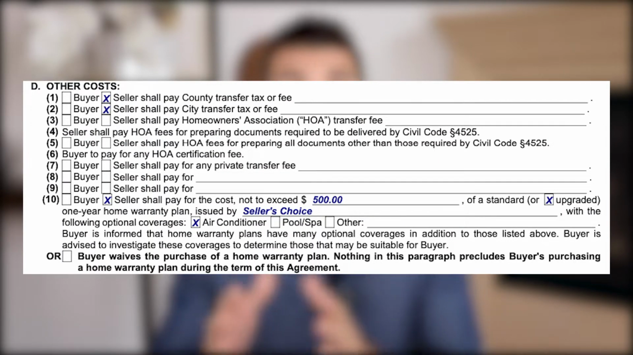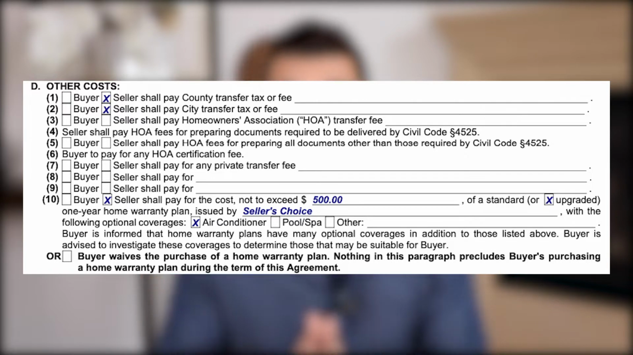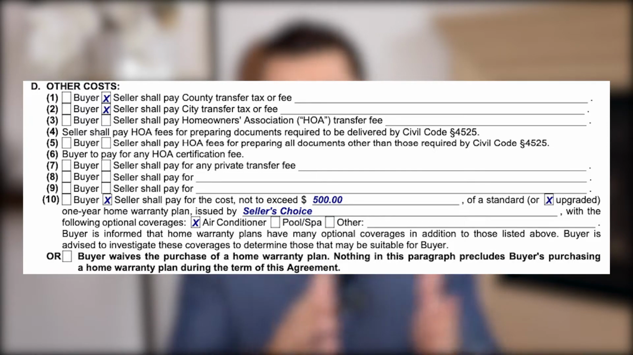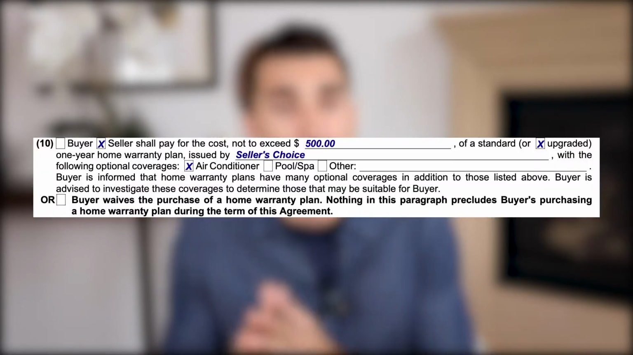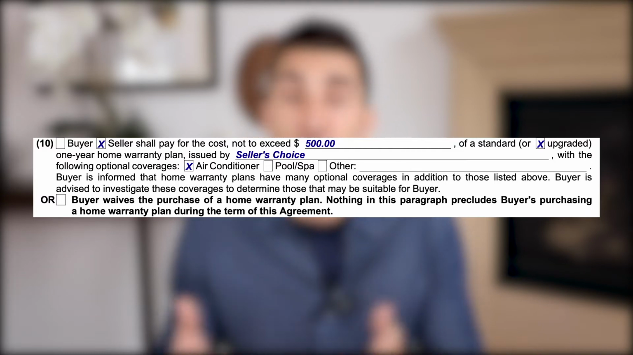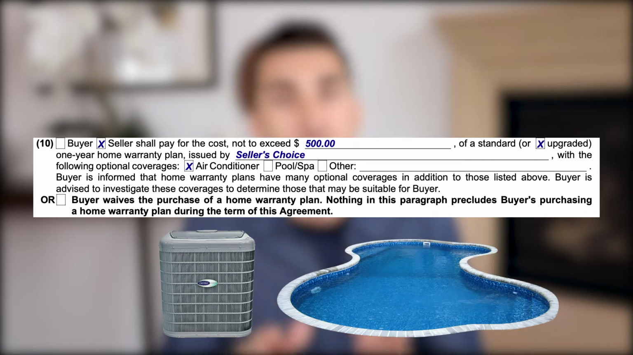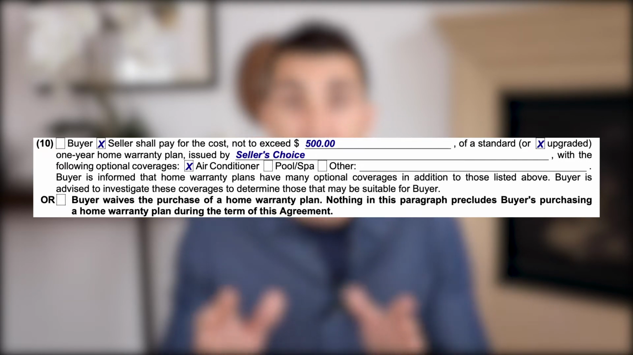This is where you determine who pays for the termite inspection report. And if you're buying or selling in a place like Inglewood, this is where we would mark down who pays for the Inglewood pre-sale report. Section D, item 10, is who pays for the home warranty plan. Now, the standard dollar figure for that is $450, but the buyer may choose to upgrade that coverage to cover things like AC or a pool, and usually those upgrades would come at the buyer's expense.